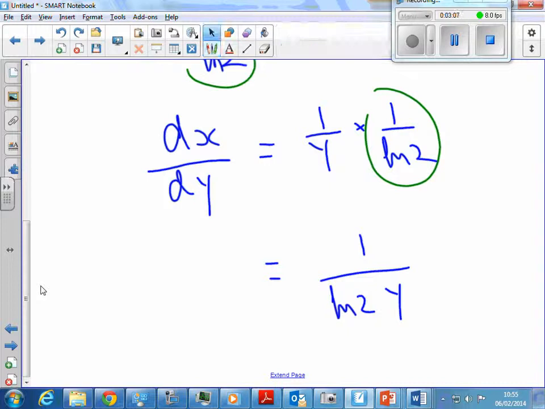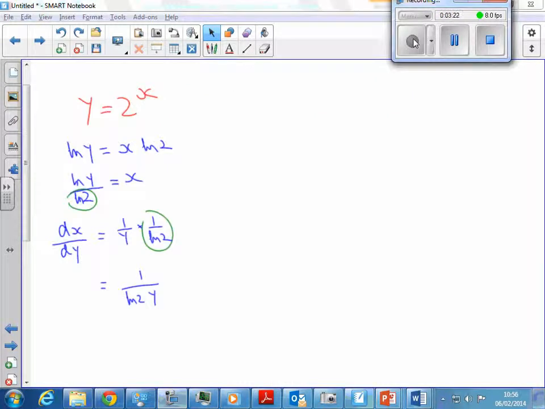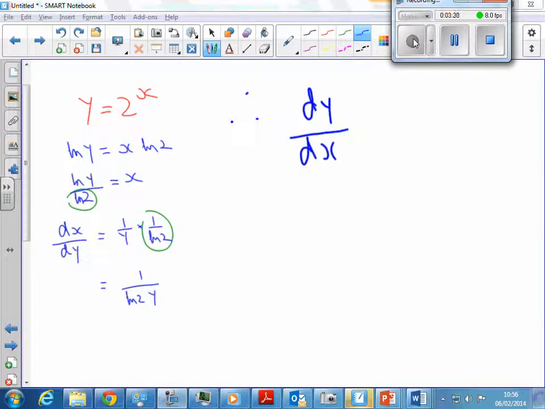But we haven't found dy by dx, we found dx by dy. Well, dy by dx is simply the reciprocal of dx by dy. So here we can say, therefore, dy by dx, or the reciprocal of 1 over the natural log of 2 times y, is simply the natural log of 2 times y. Okay, so just taking the reciprocal. Okay, it's clearer. But what is y?